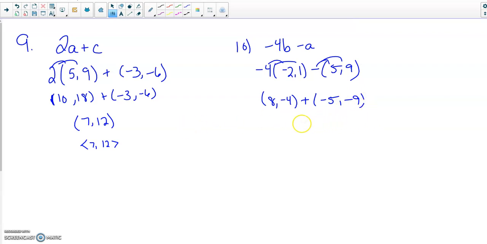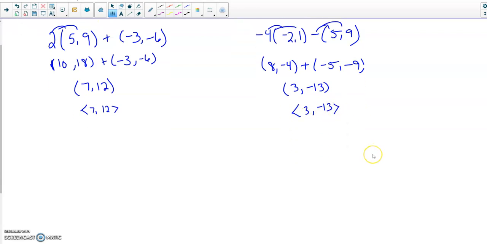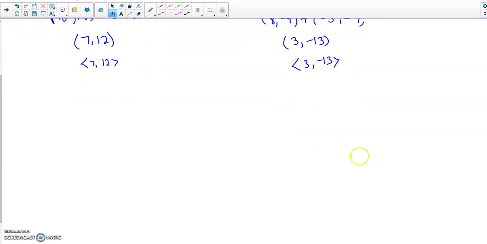Okay, so then 8 minus 5 is what, 3? And then -4 plus -9 is -13. So 3 and -13. Yes, noises do help make a good problem. Okay.